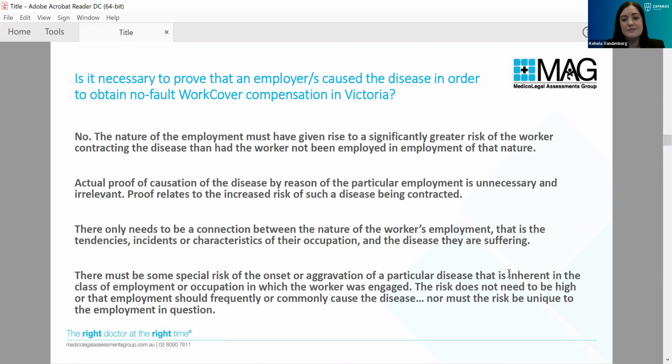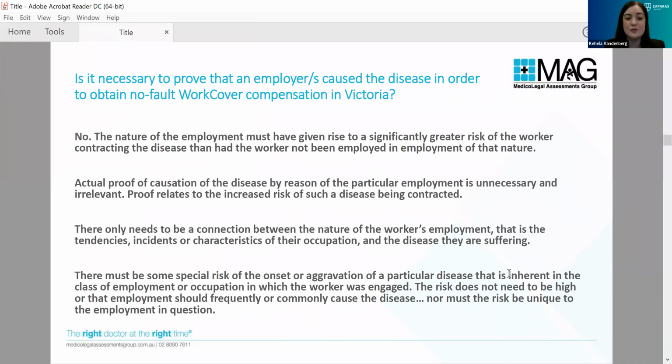So generally, and again, any law that I address today is in Victoria. There may be similar laws in other states. I'm not familiar with those, so just bear in mind that I'm only referring to Victorian law. So generally, no, you don't need to prove causation for what we call no-fault statutory benefits compensation. Common law is a little different. All we need to show is that the nature of the employment, so again, the word nature, not the specific employer or particular job that the worker is exactly doing, must have given rise to a significantly greater risk of that worker contracting the disease than had the worker not been employed in the employment of that nature.